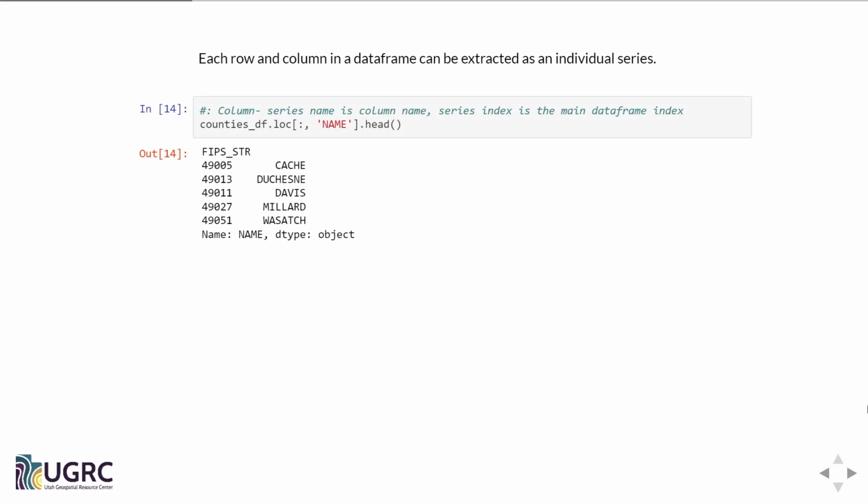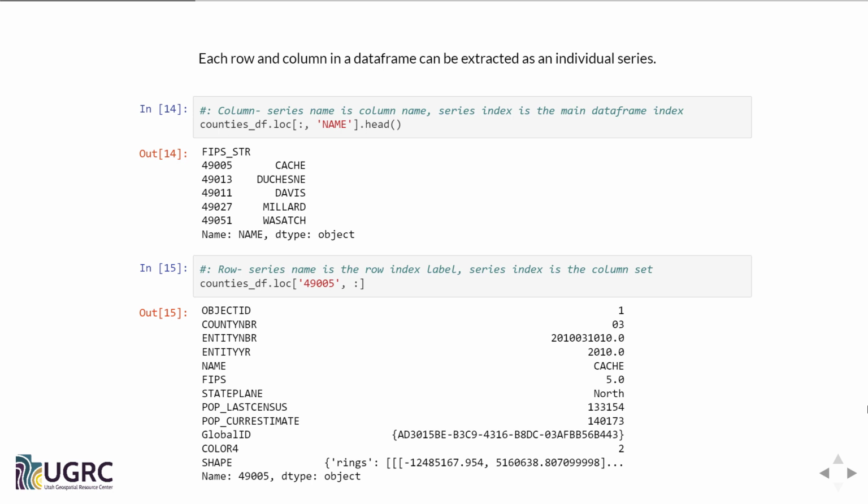And we can think of and extract every individual row or every individual column in a data frame as an individual series. And I'll explain this notation a little bit later, but here you can see I'm getting the name column for all the counties, and you can see the first 5, Cache, Duchesne, Davis, Millard, and Wasatch. Likewise, we can do it for every row, and here is the first row, all the columns. We've got our object ID, we've got our county number, entity number, whatever the heck that is. We got our name, all the different columns associated with that row.